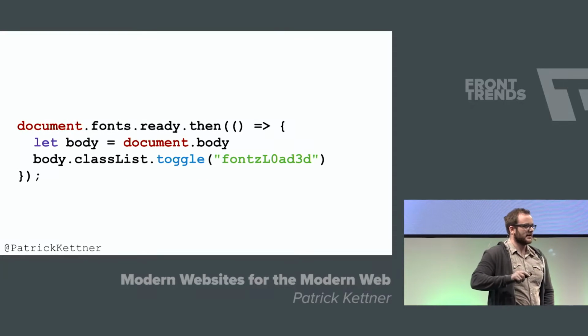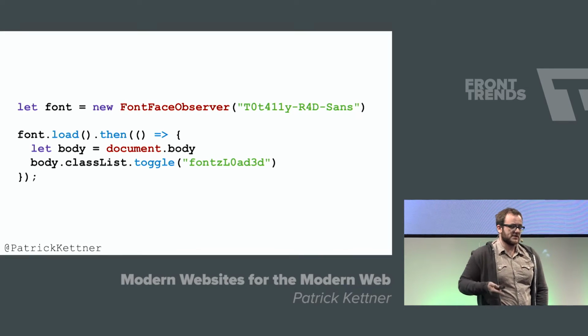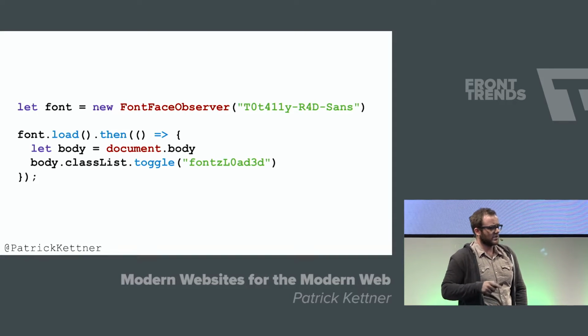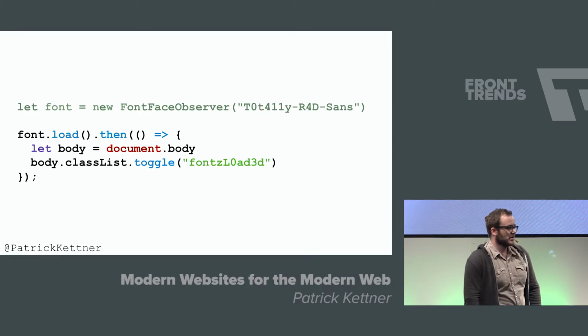This was what we had originally. It changes to something like this. We are able to explicitly list the font that we're listening for, and then call .load to start observing whether or not that font has been loaded. And then we just do the exact same code.